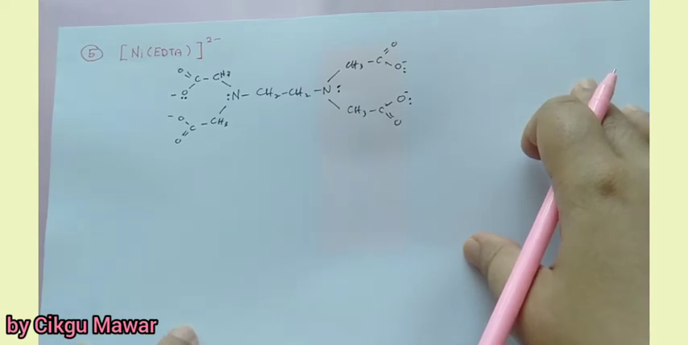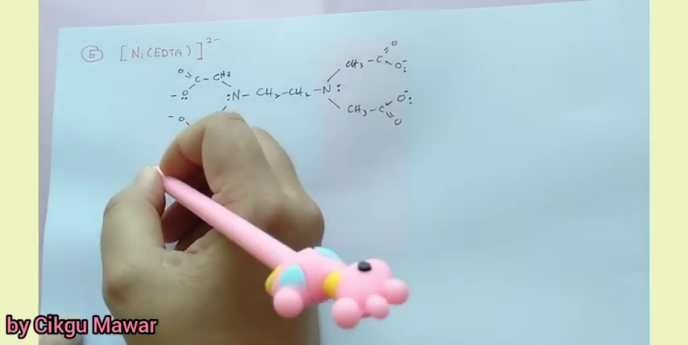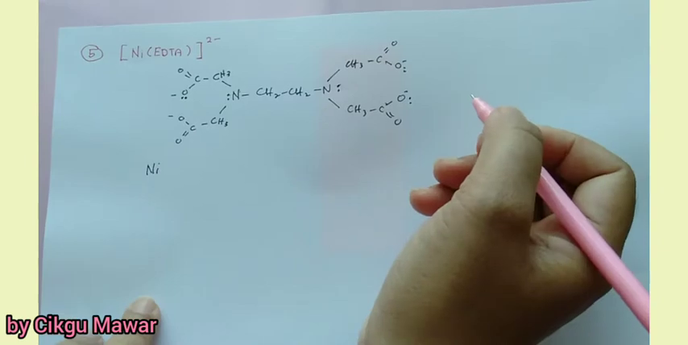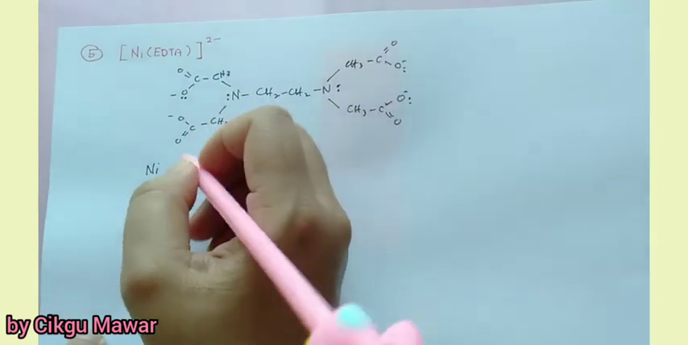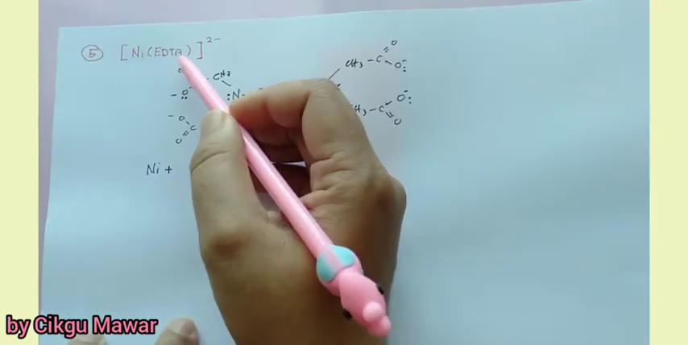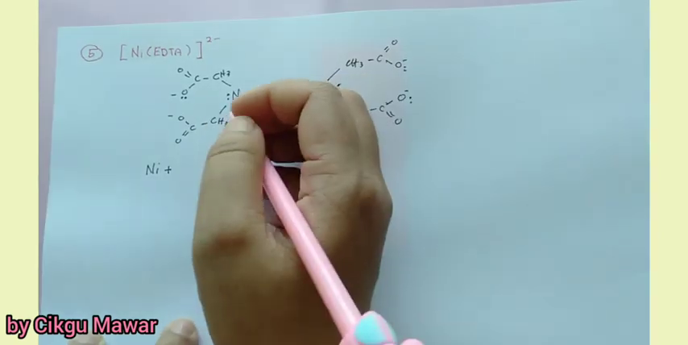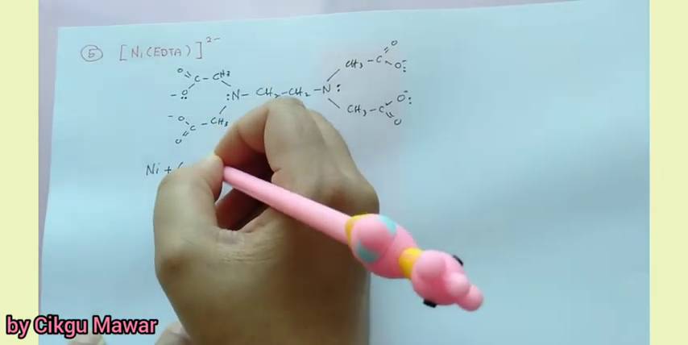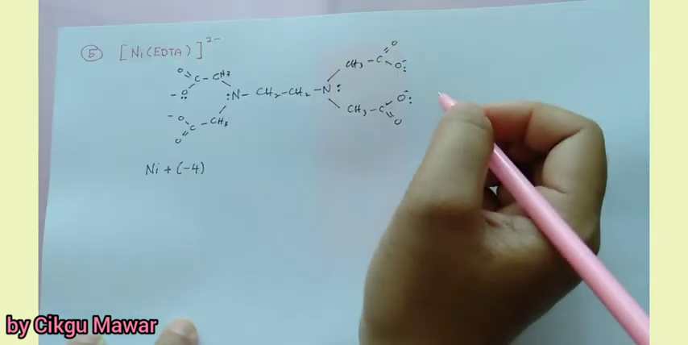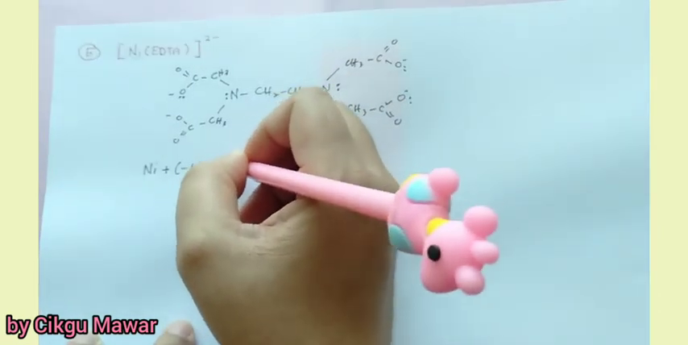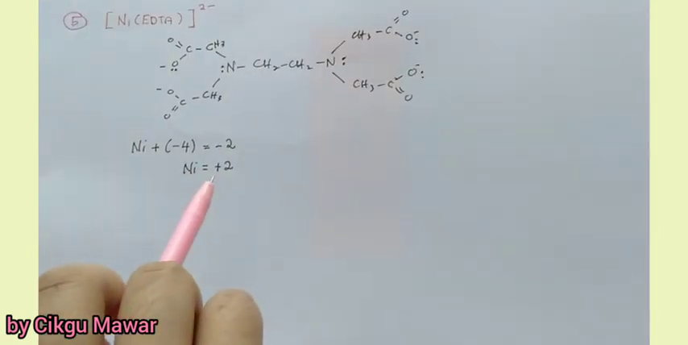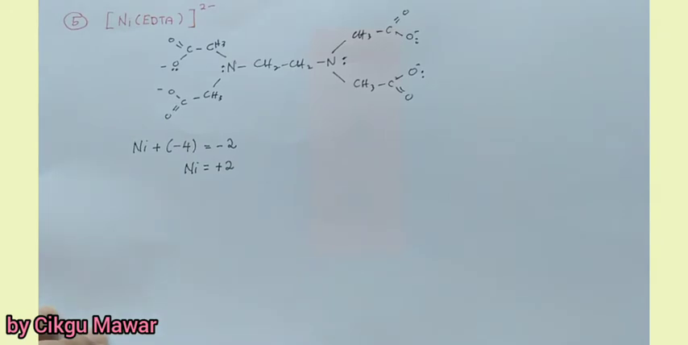So now we calculate the oxidation state of nickel first. Nickel plus EDTA, which has a negative four oxidation state, equals negative two. So nickel is in the positive two oxidation state.